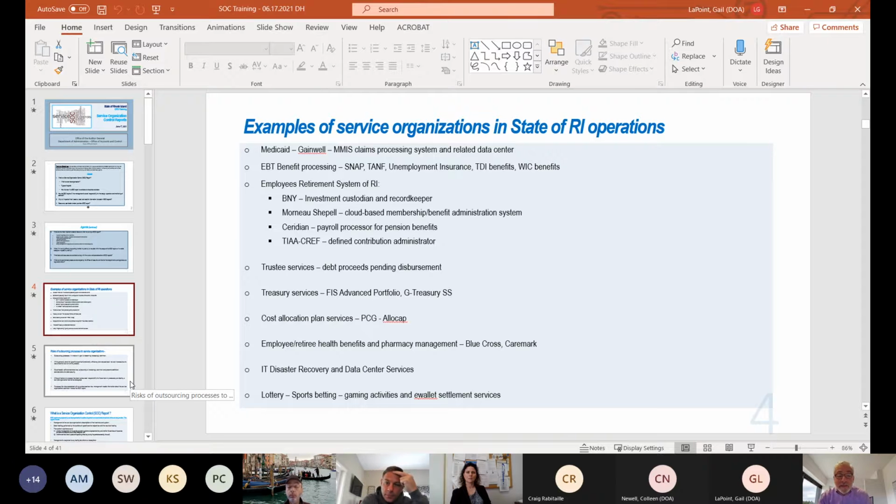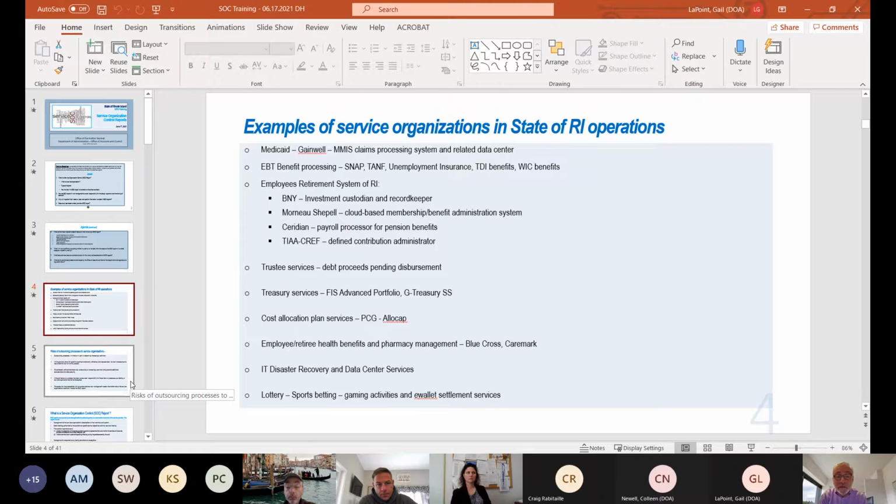Some of the examples that we have in state government: the Medicaid program through Gainwell, the whole MMIS, is a service organization claims processing system. EBT benefit processing, and that's on multiple programs. So for SNAP, TANF, unemployment insurance, TDI benefits, WIC benefits, the last part of the benefit delivery cycle is typically handled by a service organization. Basically they take care of the part where the electronic benefits end up on a card or through ACH or an electronic payment into your bank account.